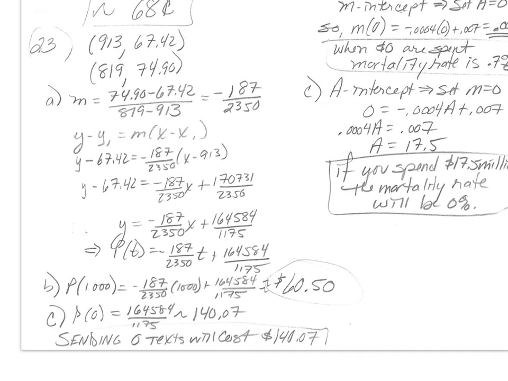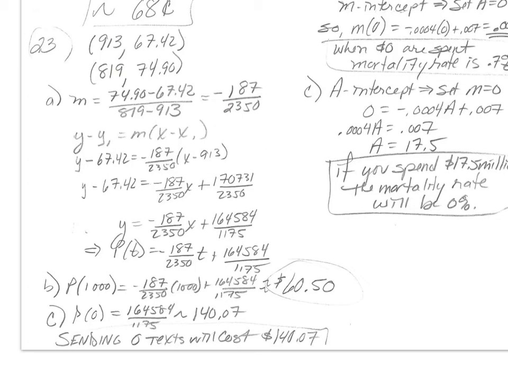For this one, we're talking texts per month and cell phone bill. So the number of texts, the price of the bill, number of texts, price of the bill. We want to have a function for cost. To do that, we need slope. So take the y's over the x's. So I took the second point minus the first, second point minus the first. So the slope is this, and the slope is ugly on this.